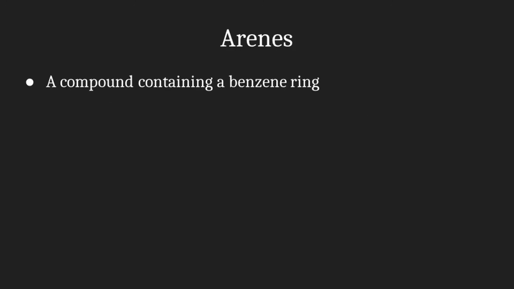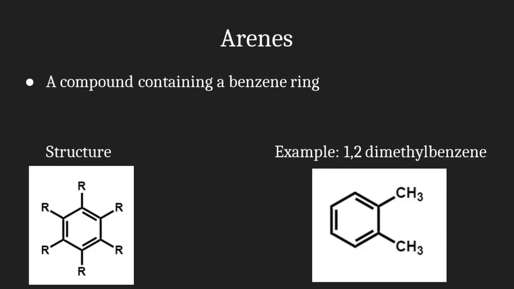And the one functional group not included in part 1 are arenes. This is where a compound contains a benzene ring, as seen in the structure below, where it's a hexagon with alternating single and double bonds, and there could be an R group coming off of each end of the hexagon. A good example of an arene is 1,2-dimethylbenzene, where there is a CH3 attached to each point on the hexagon.